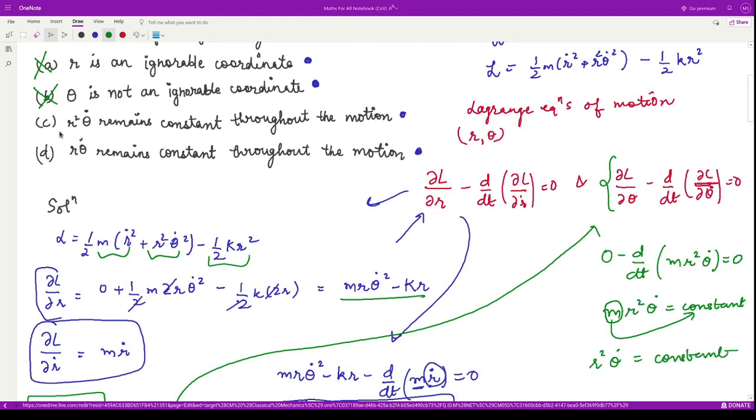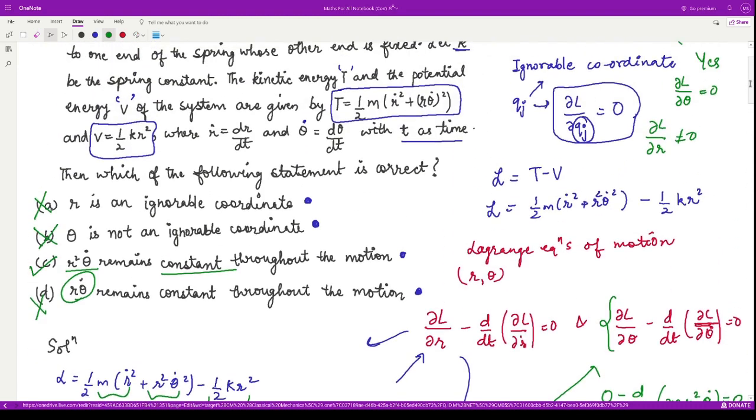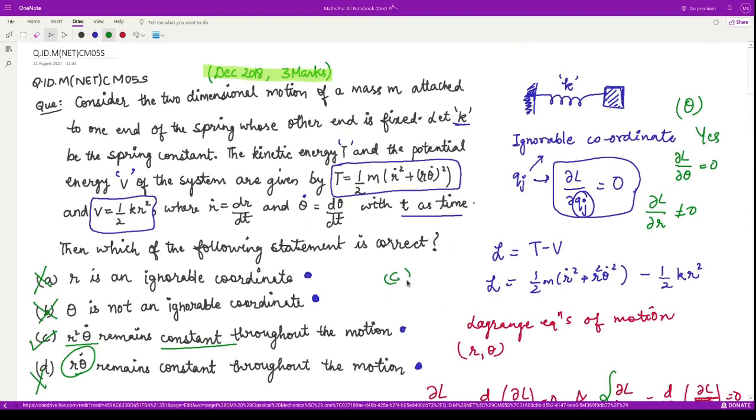So option C is the correct option, because this term is constant. The other option is incorrect, because we do not get any term where r theta dot is constant from here. So we conclude that option C is the correct option.